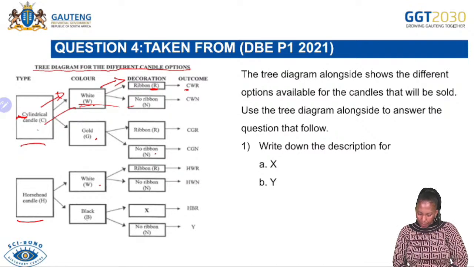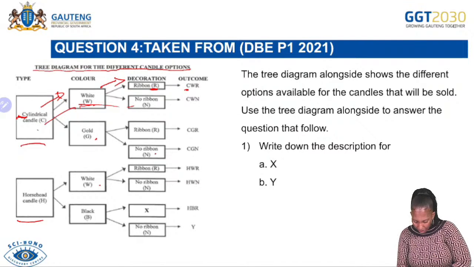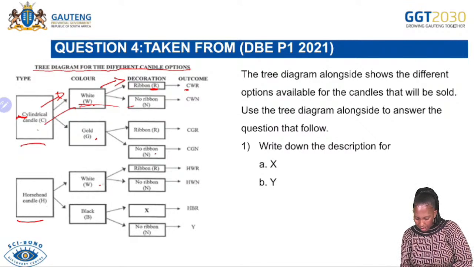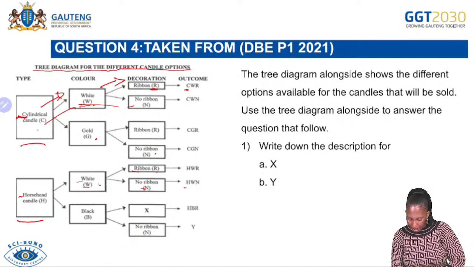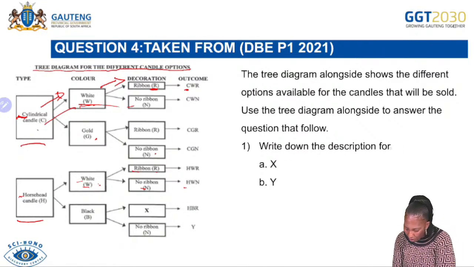Now let's have a look at the outcomes. Now the outcomes for this one, it's a horse head, and then we have white, and then it has a ribbon, HWR, meaning horse head, white, and a ribbon. And then the next one will be horse head, white, no ribbon. This is the outcome. And then now we have the horse head, black, and then remember now it says ribbon. Now they want to know, write down the description for X.